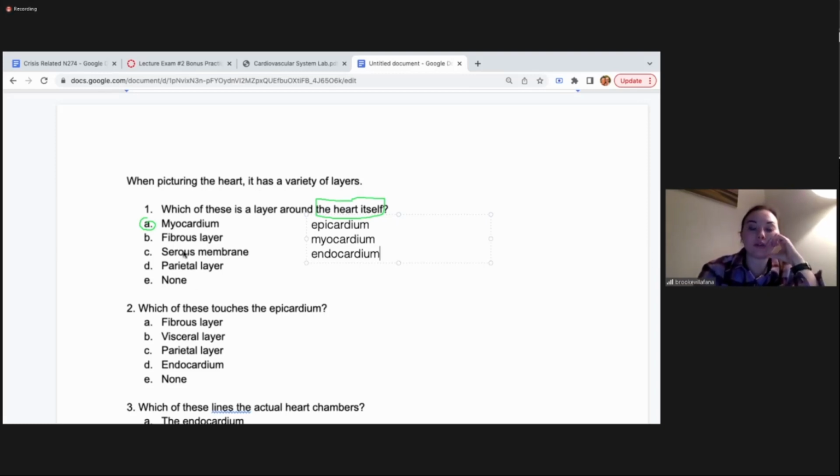The other ones over here, fibrous, serous, and parietal, are the layers around the heart. But when we say the heart itself, we're trying to show you that the question is asking for the ones that are a lot closer to the actual chambers of the heart. It's a little bit of a tricky wording, but you're going to see it worded that way on the exam. So which of these touches the epicardium?